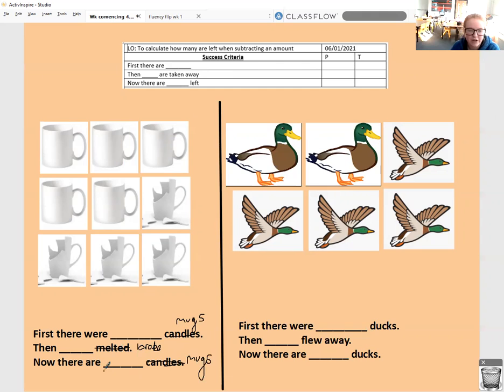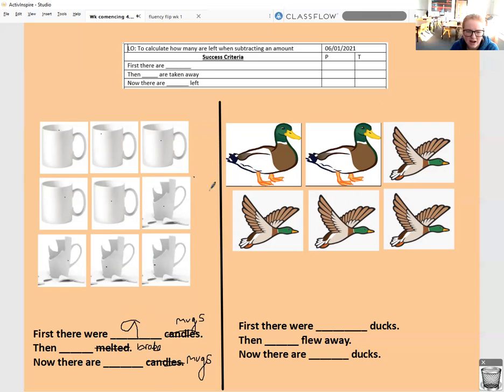So first there were, how many mugs are there to start with? Let's count them all to find out how many we start with. 1, 2, 3, 4, 5, 6, 7, 8, 9. First there were 9 mugs.